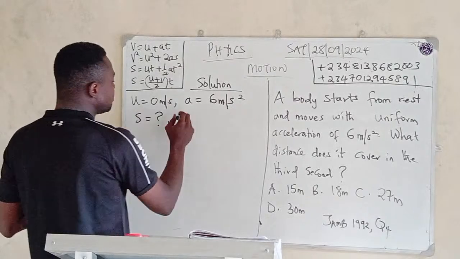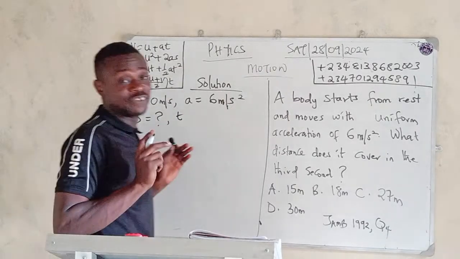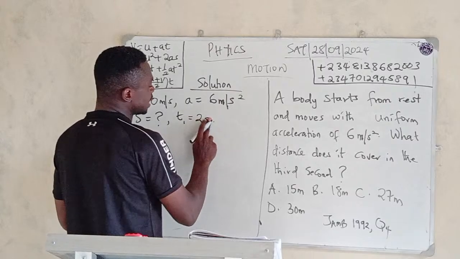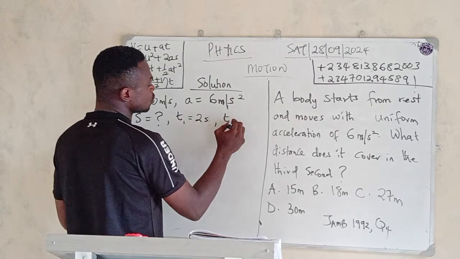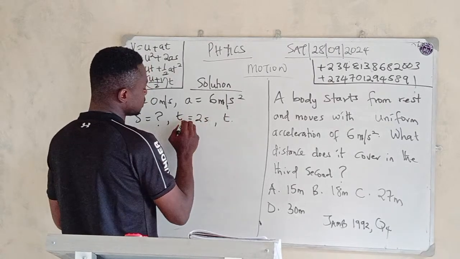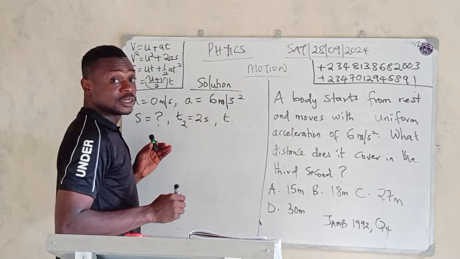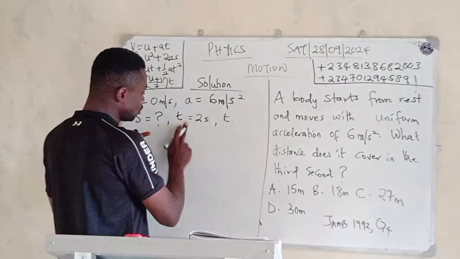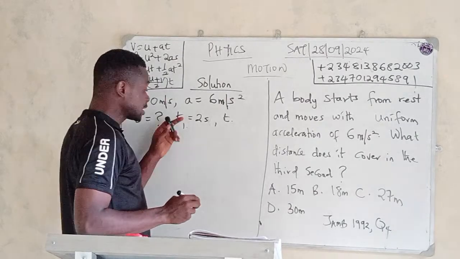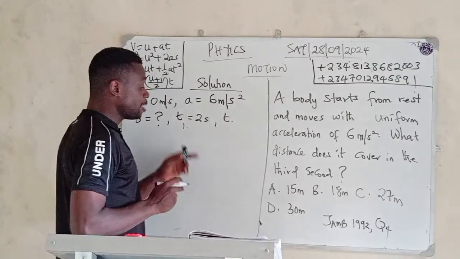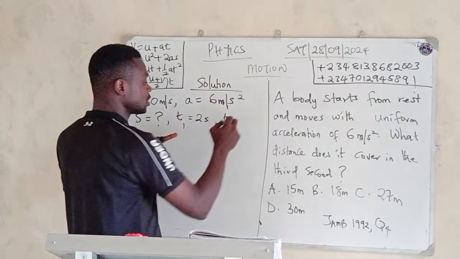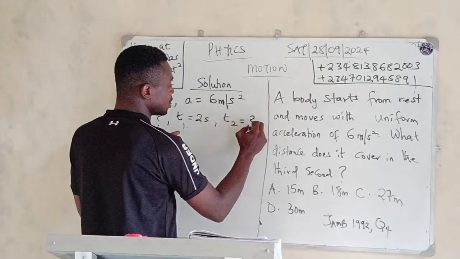Now, the time here. Remember, we want to first find the distance covered in 2 seconds. Let me just use T1, no problem. It's 2 seconds. This T1 represents the first time, which is 2 seconds. Then T2 is 3.